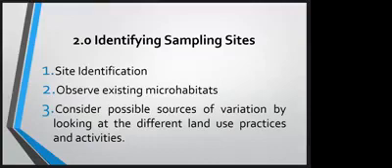Of course, like I mentioned a while ago about site identification, you have to determine how you define this particular area. For example, you define it as a recreational area, industrial area, or maybe residential area. So you have to operationally define your site when you identify it. Another is to observe existing microhabitats. This one you need to consider in your sampling sites, even the minute information.